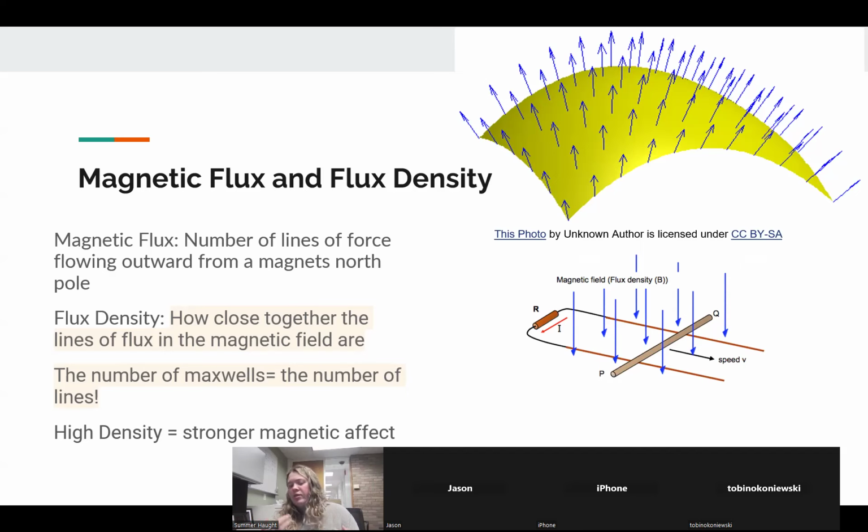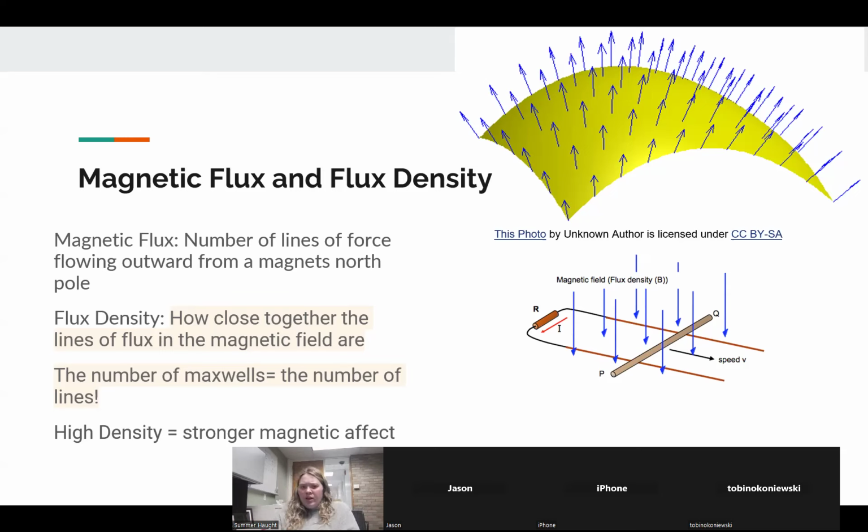Flux density relates to that in the sense that it's how close those lines of flux are in the magnetic field. And it makes sense if you take a step back and think of what density is. Density is how dense something is, how compact it is, right? So flux density is how close those lines are together. If they're really close, there's a lot more flux density because those lines are closer together and it's more dense. So that's a good way to remember it.